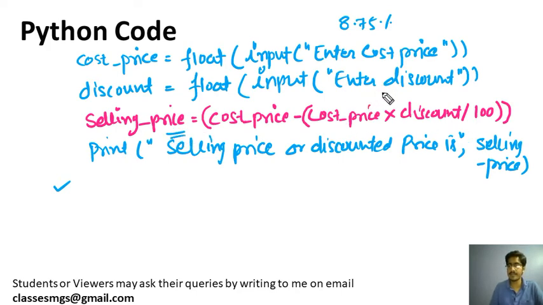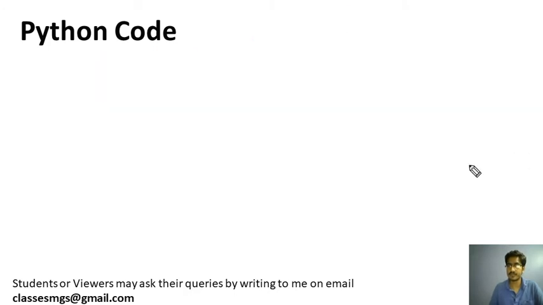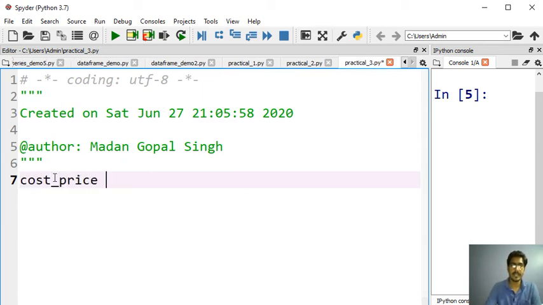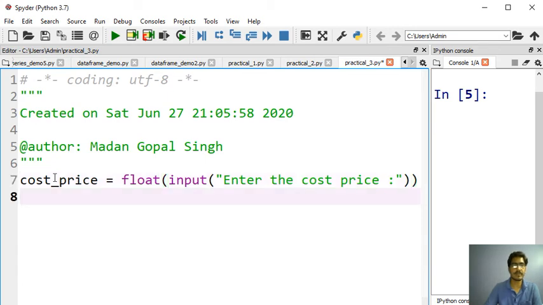Now we will see it in the editor also. So I am wrapping this up and we move to the editor. So here we are in the Spyder editor. We will write this here. So let me start writing. First of all, we will take the cost price as input. Cost price equals float input, enter the cost price. We are taking the cost price from the user.